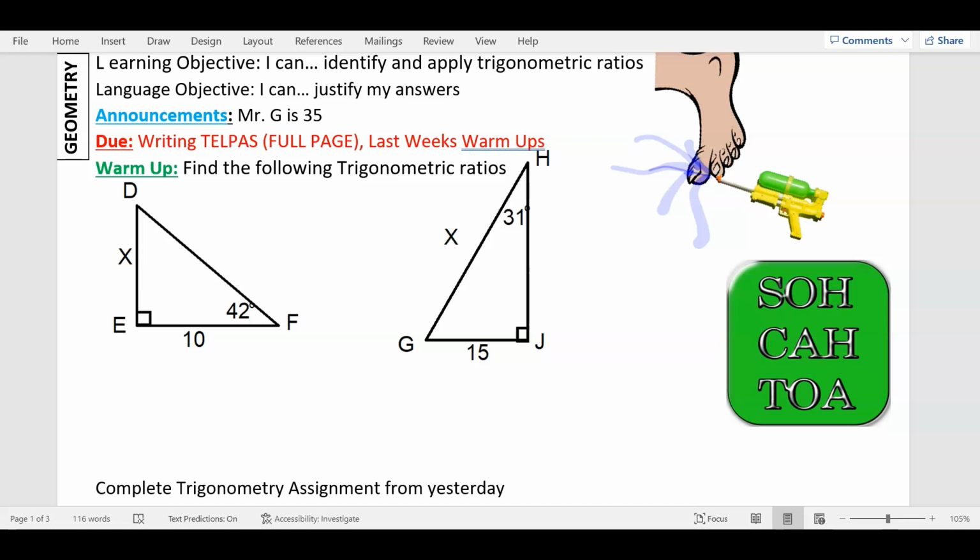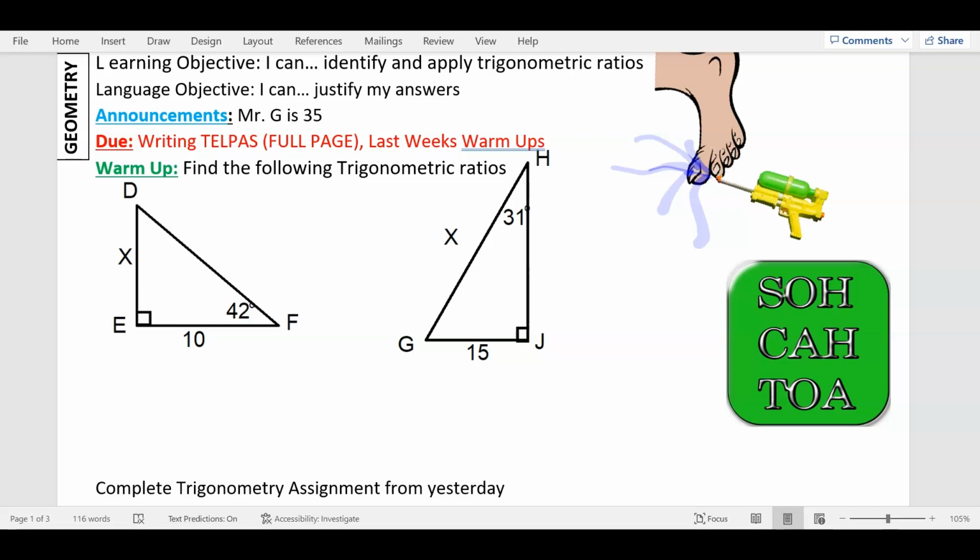Okay. What angle do I start from when I'm labeling OHA? What do you think? It's never the right angle. It's either the labeled one, meaning 42 degrees, or it'll ask you for like the sine of D or sine of F, okay? But it's not the 90. So since 42 is labeled, that's where you start. Did everyone hear me say that? Then if they give you an angle, that's where you start, okay?